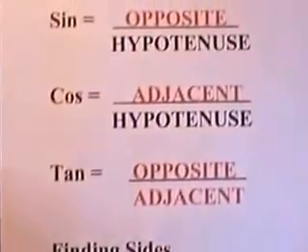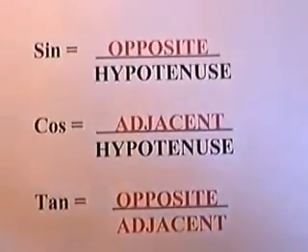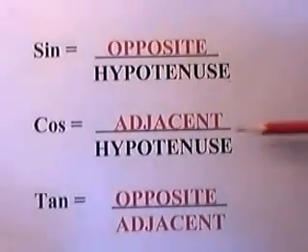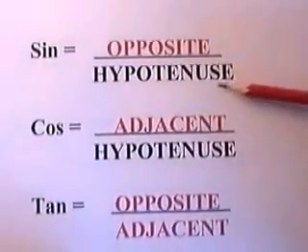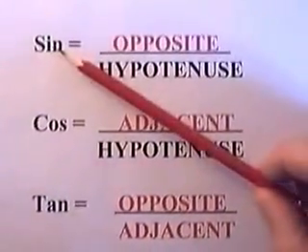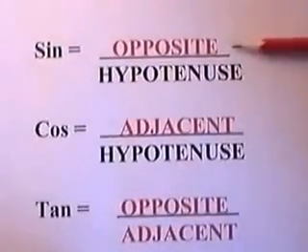Okay, now I've written those down in a sort of shortened form. There they are, and there's no getting away from the fact that you really just have to know these three ratios, how these three ratios are put together. The sine of any angle is always the length of the side opposite to the angle divided by the hypotenuse.